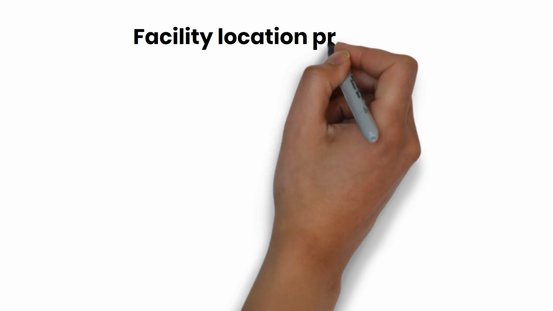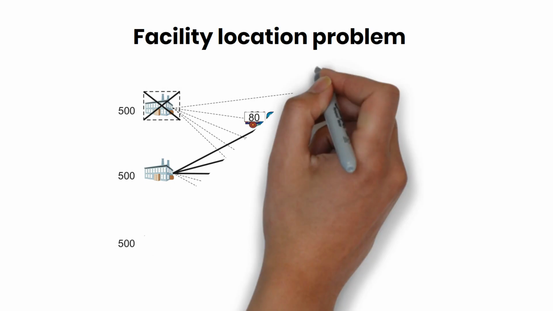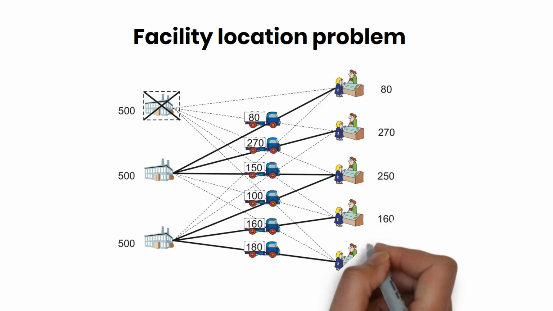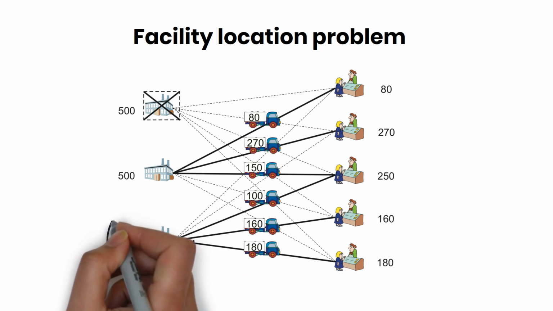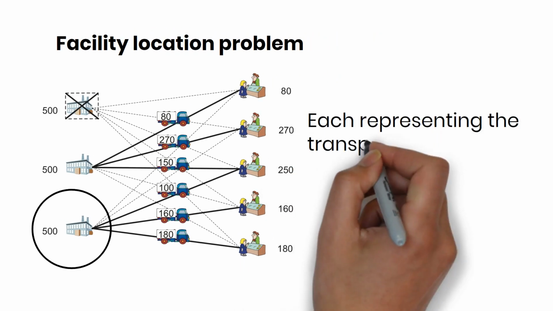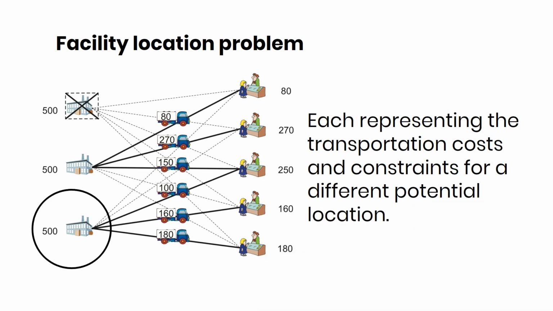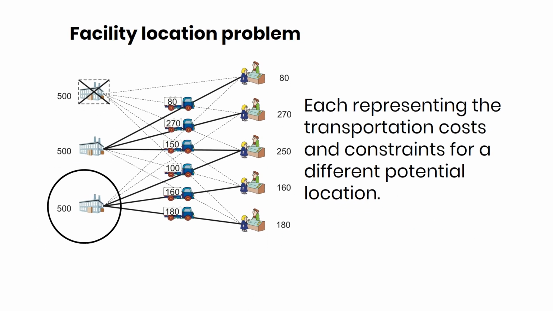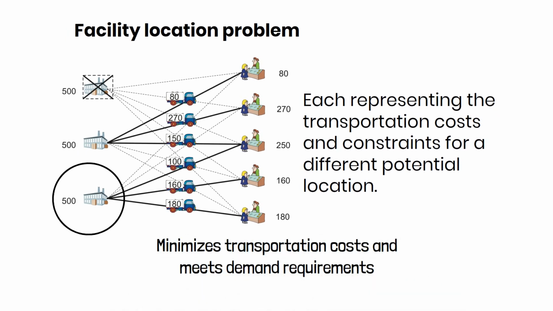In a facility location problem, a company might consider opening a new production facility at one of several potential locations. For example, if a company is considering opening one new production facility and 3 locations are being considered, 3 transportation models must be developed and solved, each representing the transportation costs and constraints for a different potential location. By comparing the results, the company can determine the optimal location that minimizes transportation costs and meets demand requirements.